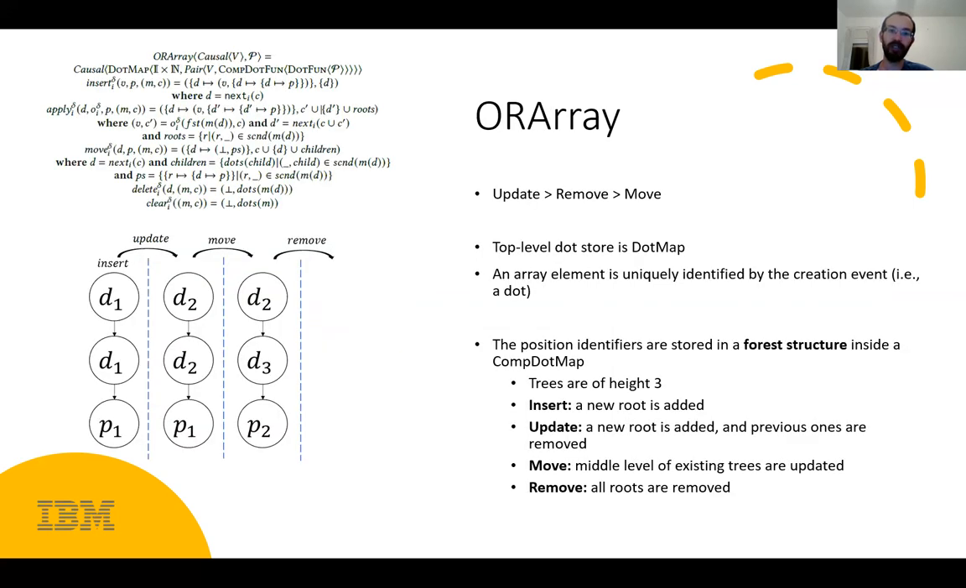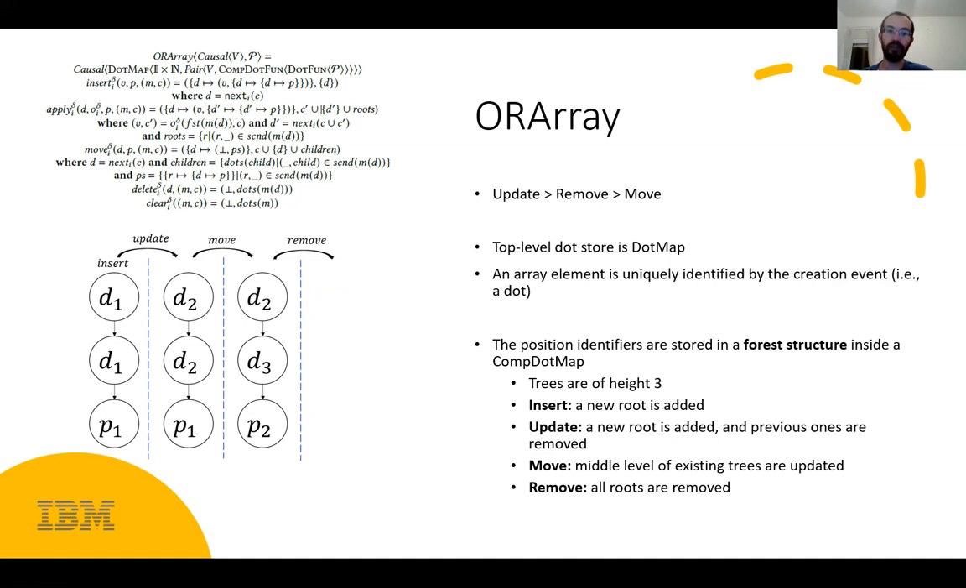In the observed-remove semantics, the top-level dot store is a DotMap. And again, an array element is uniquely identified by the creation event, which is again a dot. The most interesting part is the way we store the position identifiers, and we store them in a forest structure, as we can see on the left. On the left, we can see a forest in which we only have one tree, but essentially we can have many trees. And the position identifiers themselves can be any reasonable position identifiers, specifically position identifiers in which the relative ordering is stored in the position identifiers themselves, for example, Logoot, LSEQ, and so on.